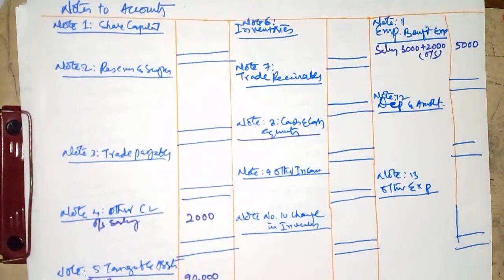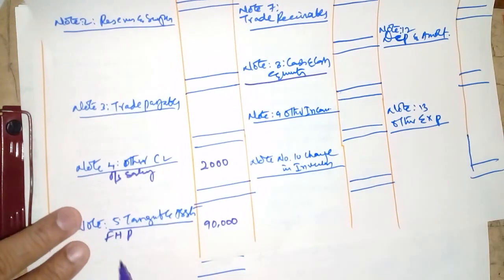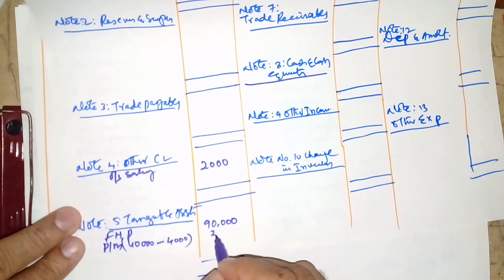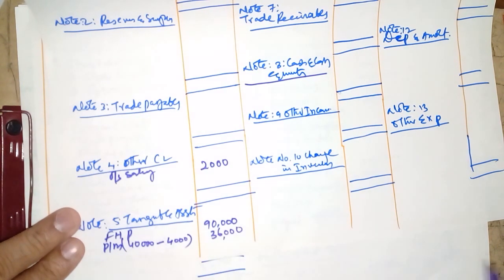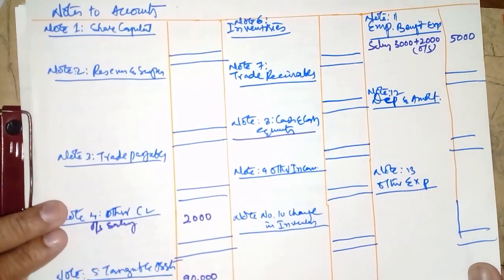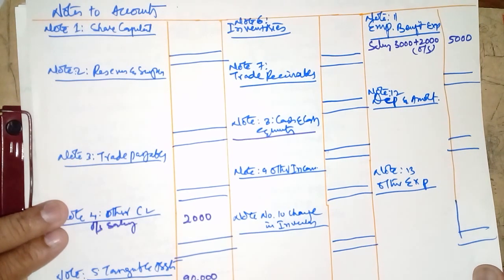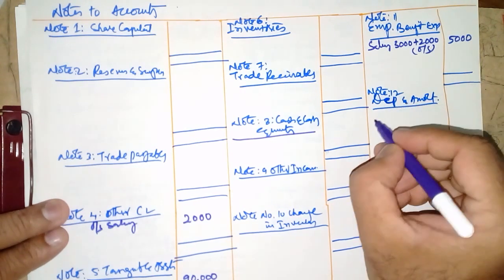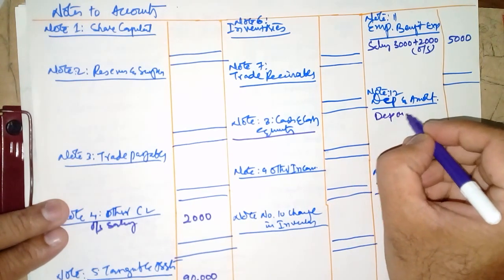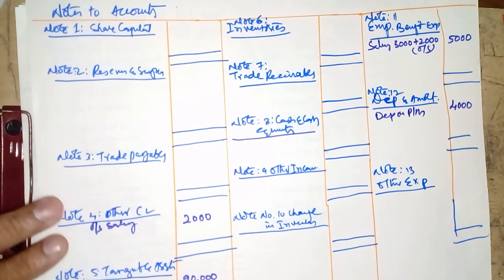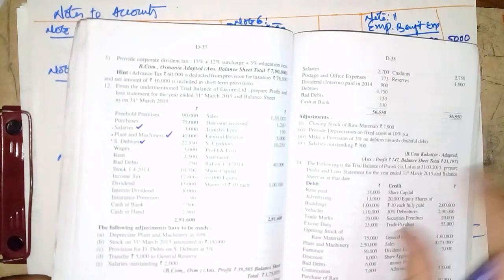So plant and machinery is a tangible asset. So we write under tangible assets plant and machinery 40,000 minus depreciation is 4,000 at the rate of 10%. So we write 36,000, right? And this 4,000 depreciation should be written under which note number? The note number we have created for depreciation and amortization, note number 12, sorry. So depreciation on plant and machinery 4,000, right?